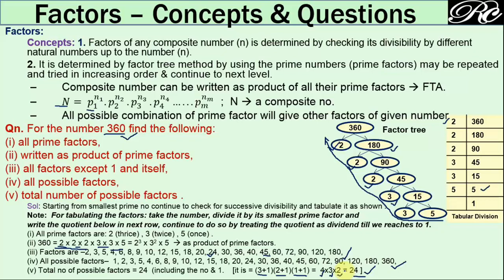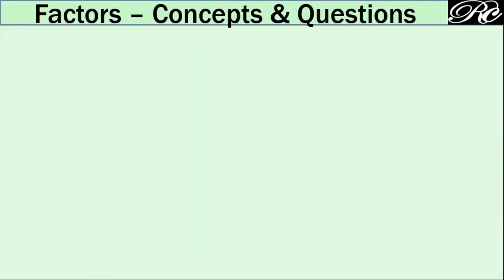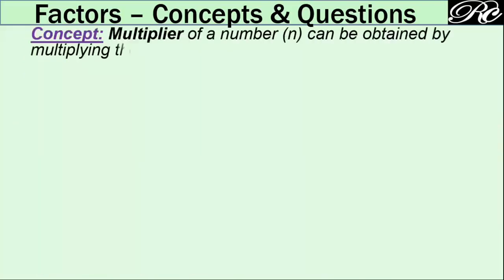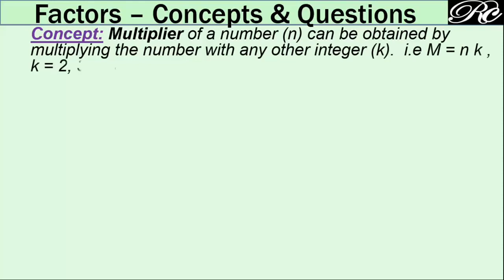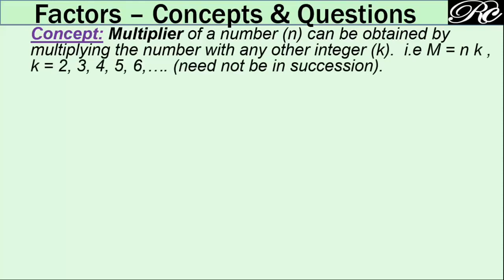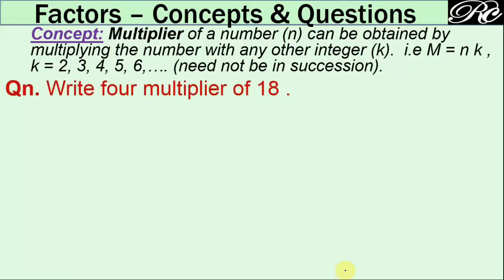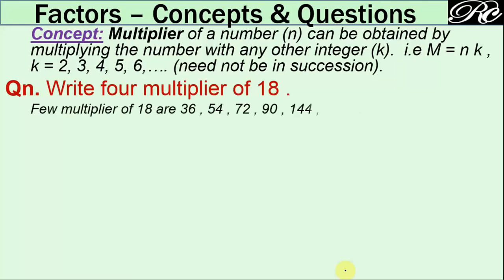Now the next concept is multiplier. So what is this multiplier? We have already learned a multiplier is that number which is obtained by multiplying the given number with some integer. So a multiplier is always higher than or equal to the given number. So we have to write the 4 multipliers of this 18. You just write the table of 18, you will get the multipliers. Even 18 itself is also a multiplier of 18. So keep in mind the number itself is the factor as well as the multiplier.